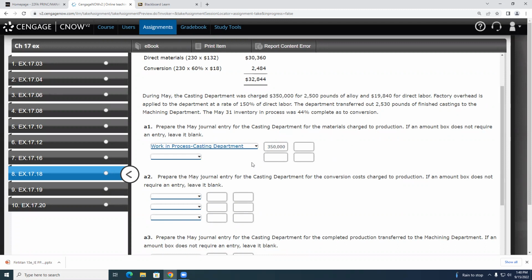And what is that for? We're moving it out of the materials inventory. So what we are doing is making sure that our accounting system is up to date, caught up with what happened in the real world of our manufacturing facility in the casting department.